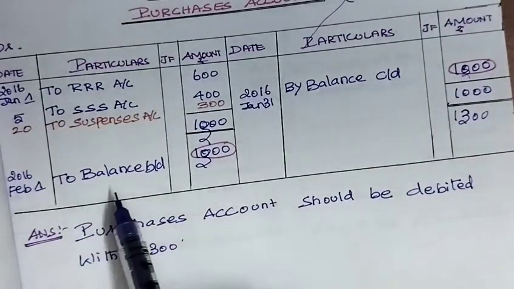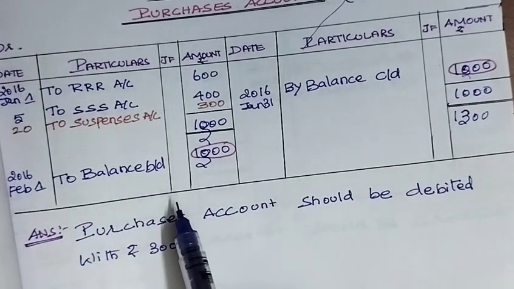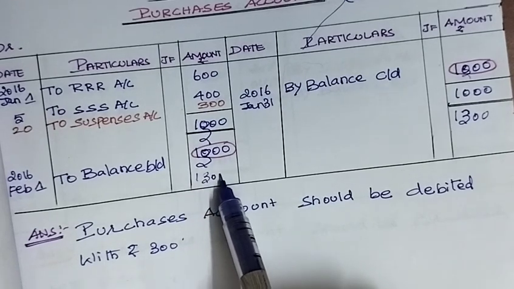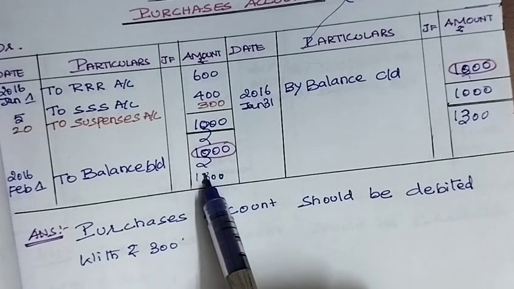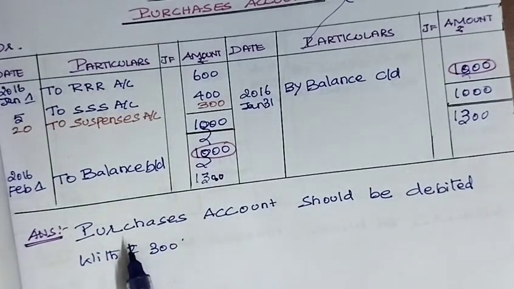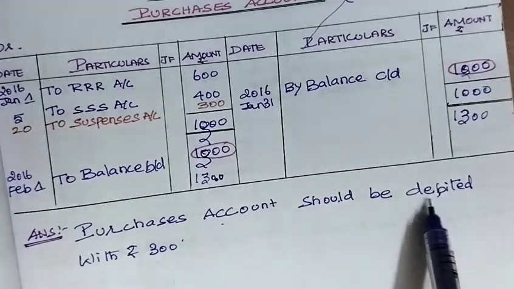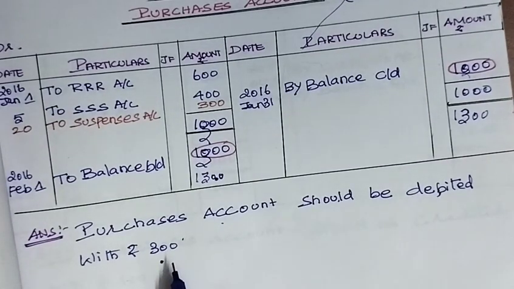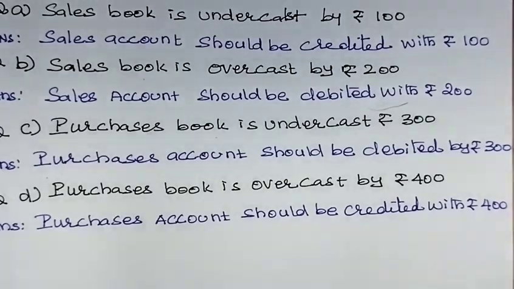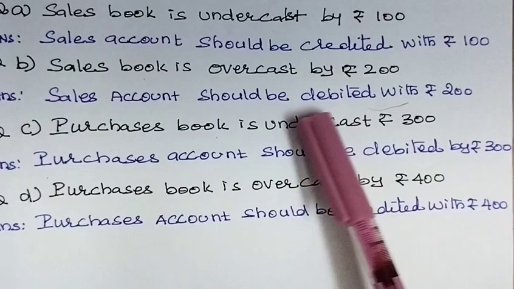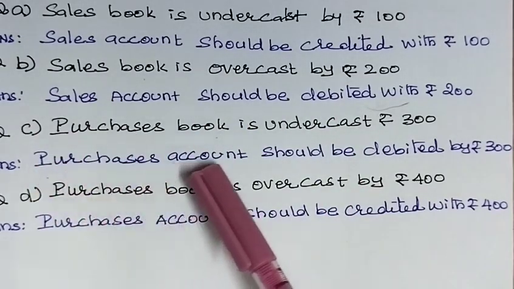So where does the purchases account show? Purchases account shows on the debit side. We added that 300 rupees. What is the total amount now? 1300 rupees. Okay. What is the answer? Purchases account should be debited with 300. Now we have rectified that error. I can understand, now you know how the answer should come. So purchases account should be debited.